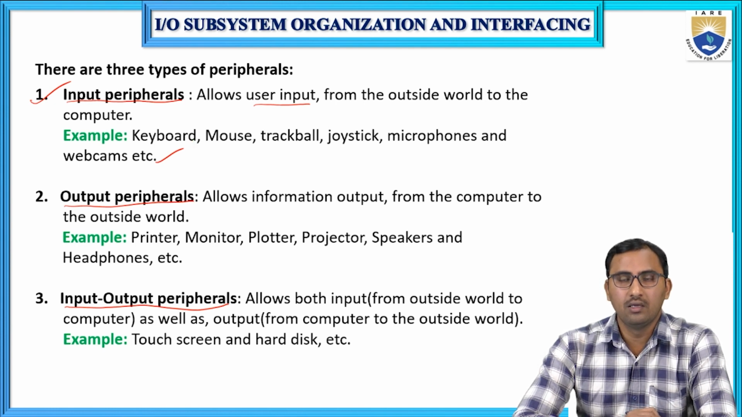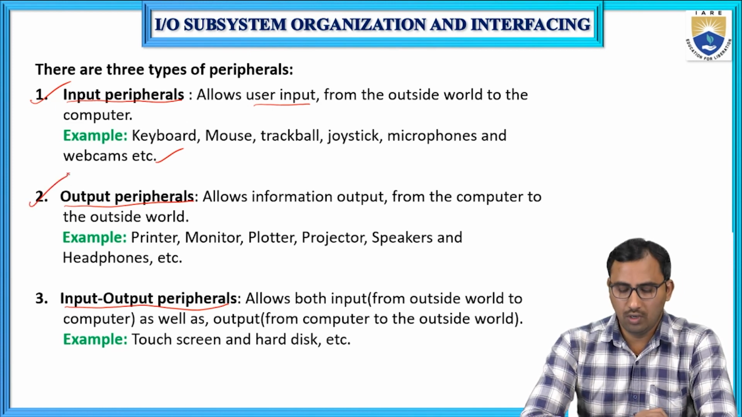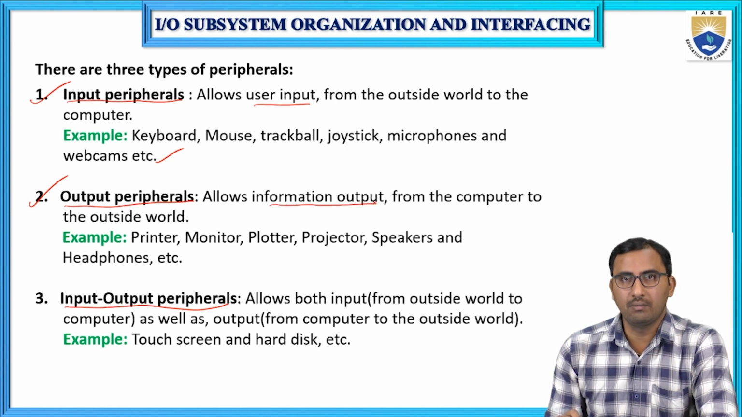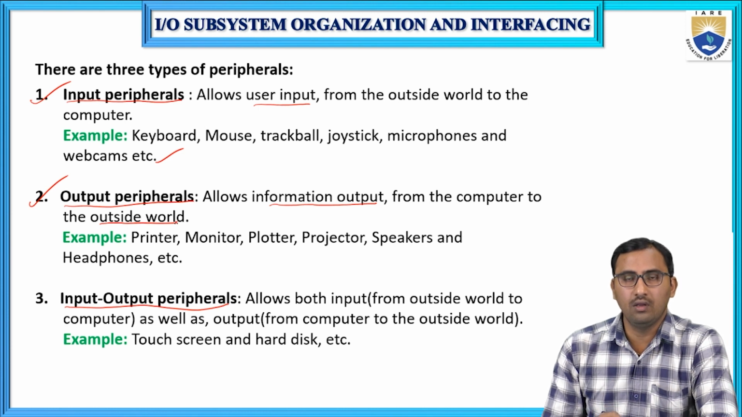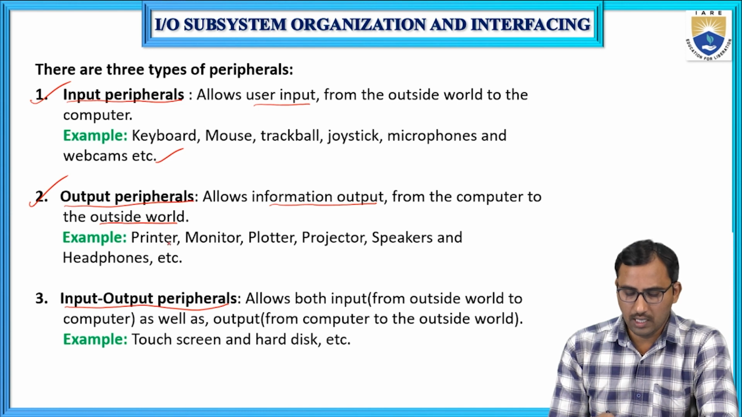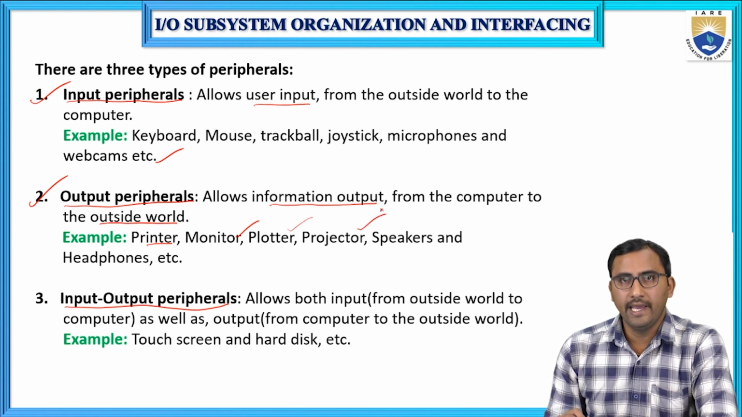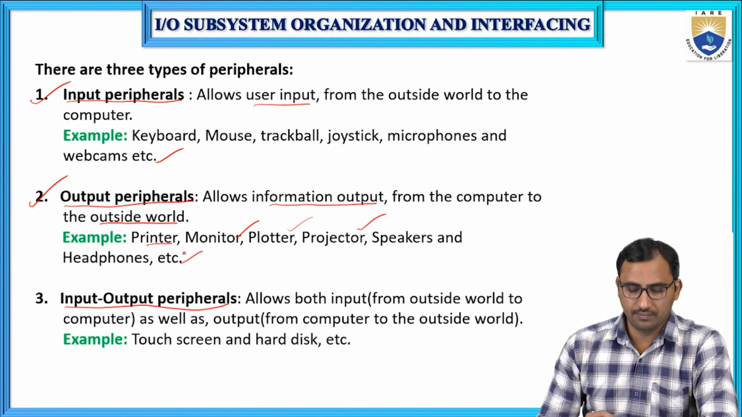And coming to the second type of peripherals, that are output peripherals. Output peripherals allow information output from the computer to the outside world. That is why they are called output peripherals. The examples of output peripherals are printer, monitor, plotter, projector, speaker, and headphones. So these are all the different output peripherals.